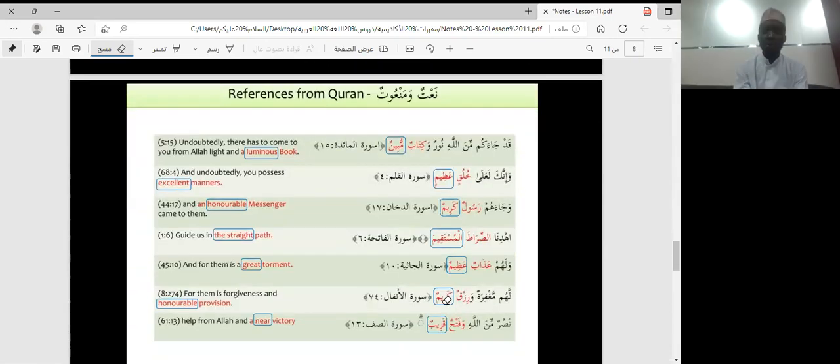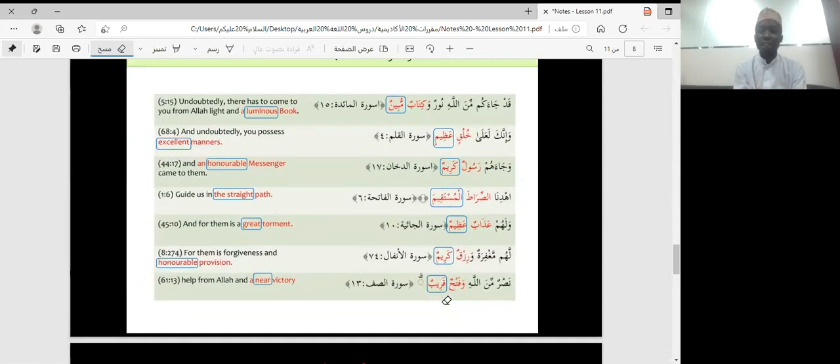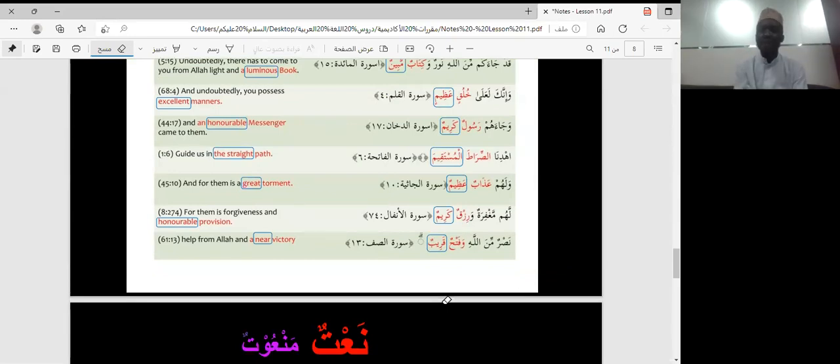So we have references from the Quran. قَدْ جَاءَكُم مِّنَ اللَّهِ نُورٌ وَكِتَابٌ مُبِينٌ. Kitabun mubin. So kitab is man'ut, mubin is na'at, luminous book. Clear book. Wa innaka la'ala khuluqin azim. And you undoubtedly possess excellent manners.